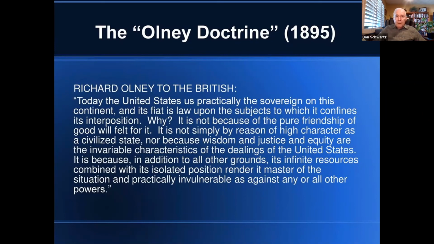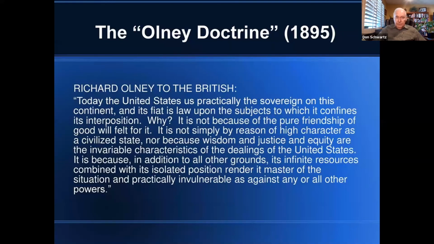Well, what did this mean? It meant that the United States was claiming that it was the dominant country in the Western Hemisphere. It indicated that America was ready to embrace a more aggressive approach to other countries in Central America, in the Caribbean, and in South America. And so the Olney Doctrine represents a significant turn away from isolationism and toward a more internationalist foreign policy.